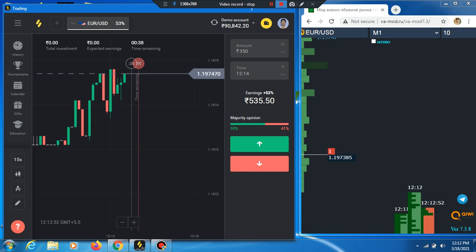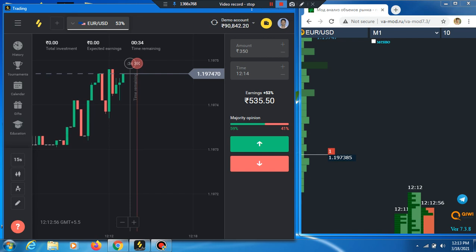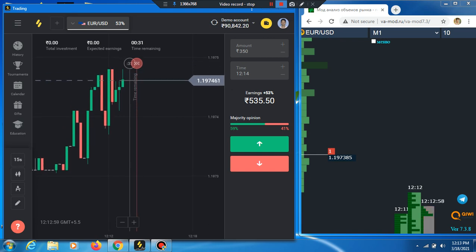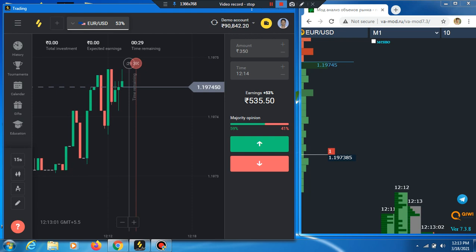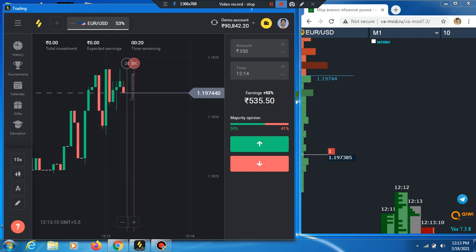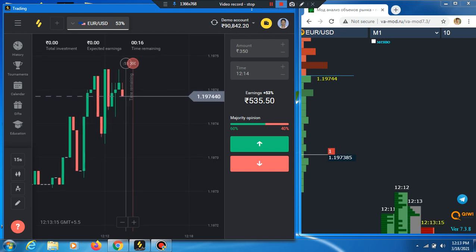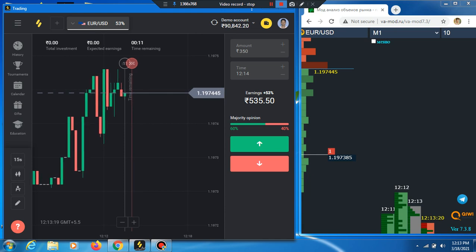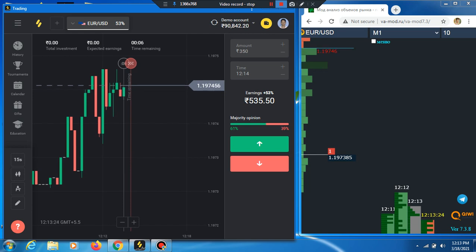VPOC, Value Area Low, Value Area High, POC points, and high value nodes and low value nodes. There are a lot of things, but you have to understand them step by step in the market. Also there are distribution curves. You already know the D shape, P shape, B shape, and there are two distributions in the B shape.